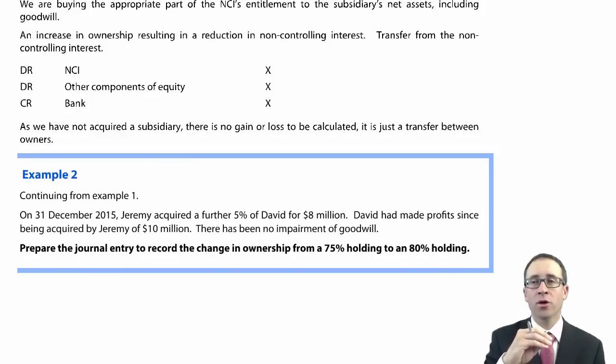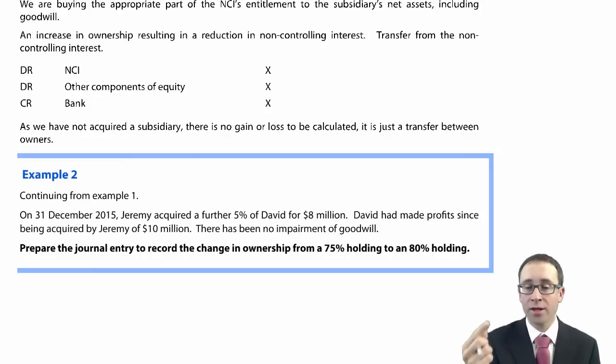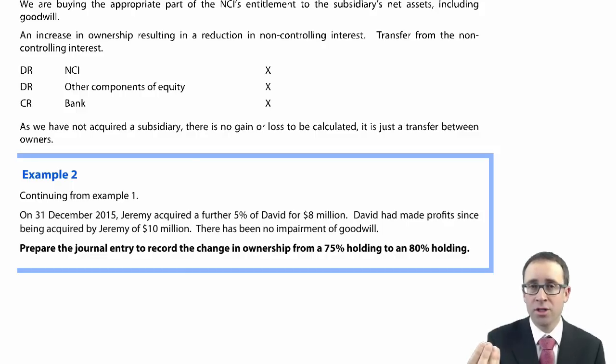Because we know what the non-controlling interest was. If we buy more shares, we are buying more shares from the non-controlling interest. So we need to reduce the non-controlling interest, okay? So when we pay cash, we're going to credit the bank. We're then going to go through and reduce the non-controlling interest. And when we think about reducing the non-controlling interest, what do the non-controlling interest actually own? Well, they own the subsidiary's net assets. And if it's the full goodwill method, they own their portion of the goodwill. So when we're looking at the non-controlling interest, we need to work out what it is and reduce it by the appropriate amounts.